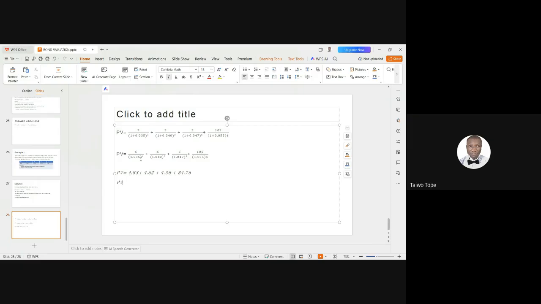So your present value will now be the addition of all these. When you add by your calculator: 4.83 plus 4.62 plus 4.36 plus 84.76. I have 98.57.